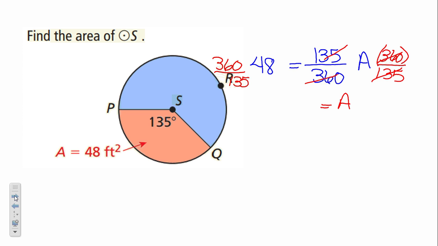So when we're finished, we'll end up with area equals 48 times this 360 over 135. So 48 times 360 divided by 135 is 128. And our area is in square feet again. Yep, we just flipped them in order to get the area by itself times the other side.